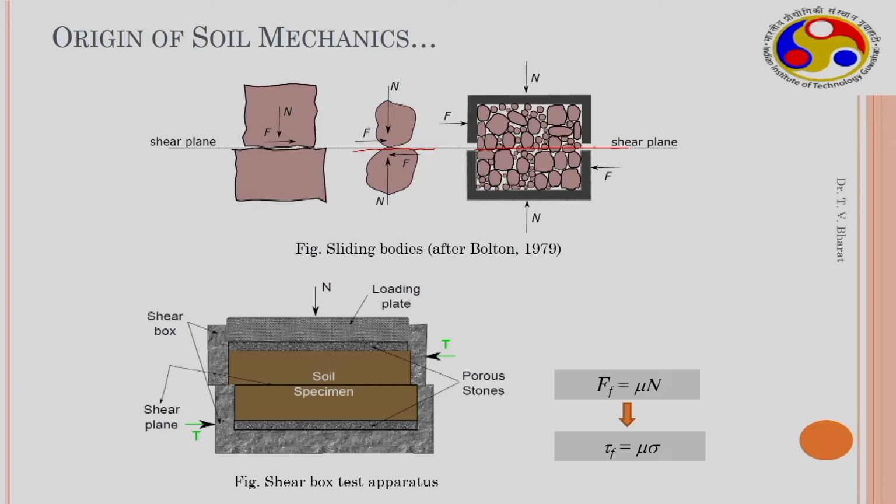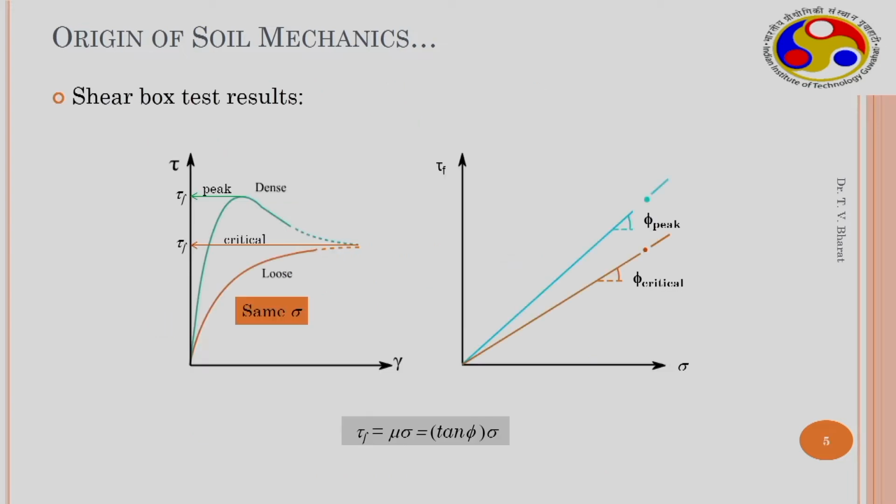So this is the motivation for developing the shear box test apparatus, where you have a soil sample which is sheared along this predefined shear plane by applying some normal load, and the same equation is valid. In terms of stresses, we represent this using tau f equal to mu sigma. Sigma is normal stress and tau f is shear stress at failure. These are the shear box test results. For the same normal stress, a given soil behaves in this manner, or in this manner.